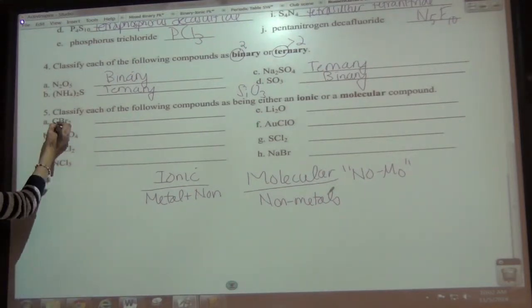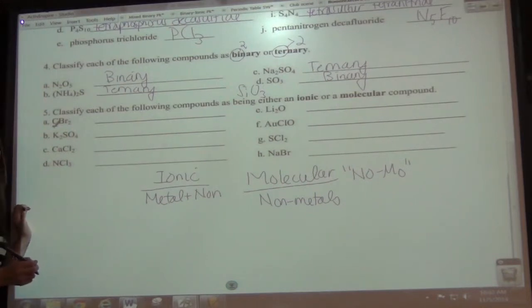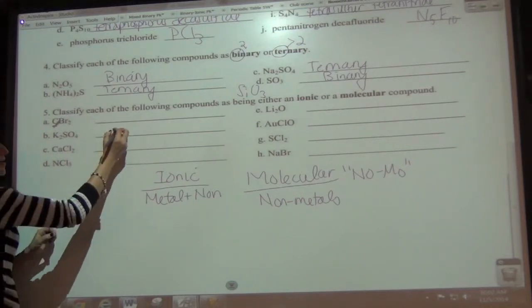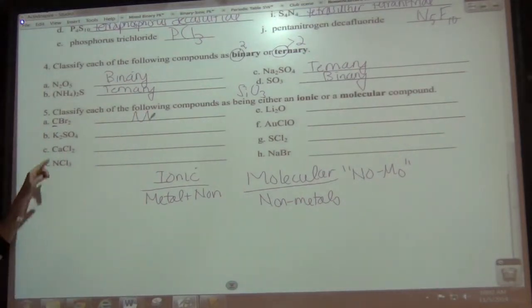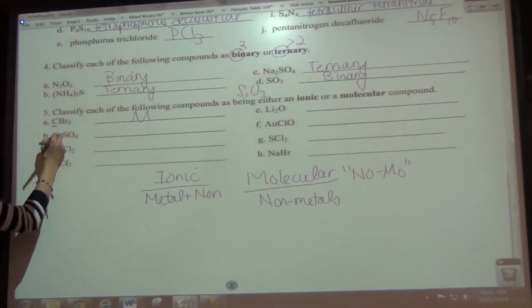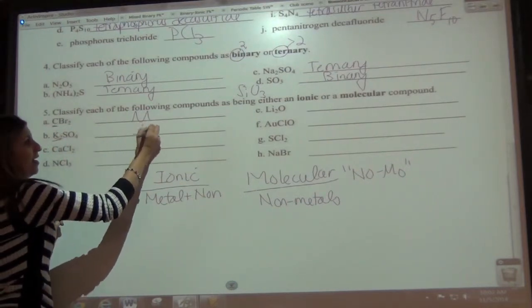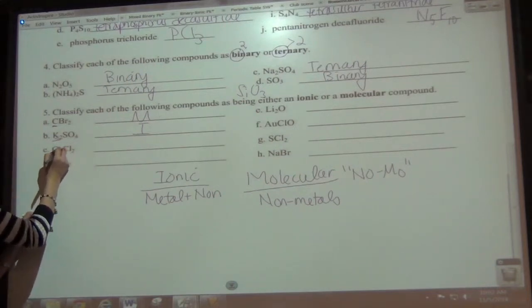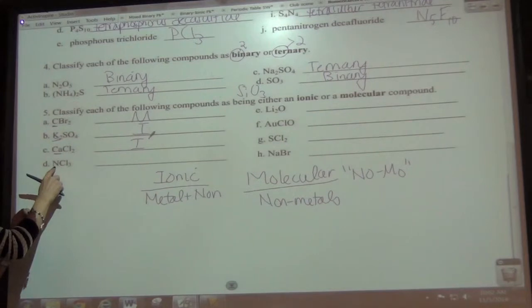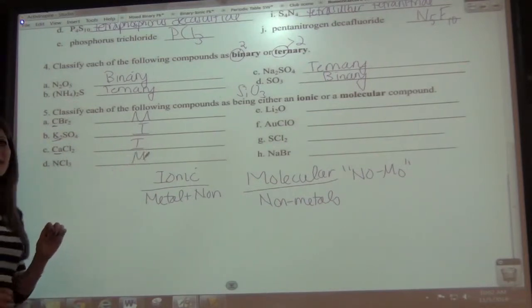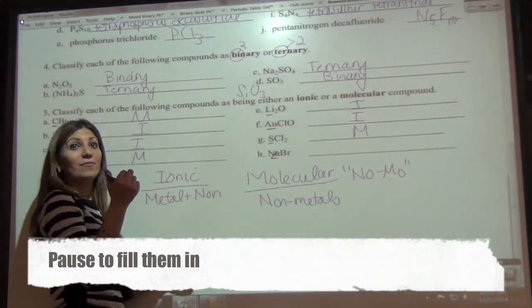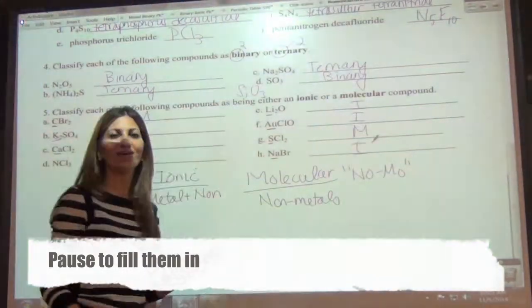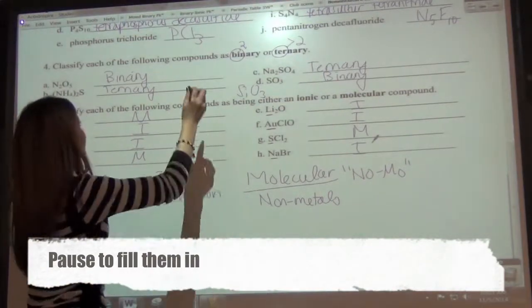So next person. Carbon is a metal or a nonmetal? Nonmetal. So that would make it? Molecular. Awesome. Next person, potassium is? Metal, so that would make it? Ionic. Very good. Next, calcium? Ionic. Perfect. It's a metal, so ionic. Good. So that would be? Molecular. Very good, because that's a nonmetal. Sodium's a metal, so that makes it ionic. Very good. Awesome.